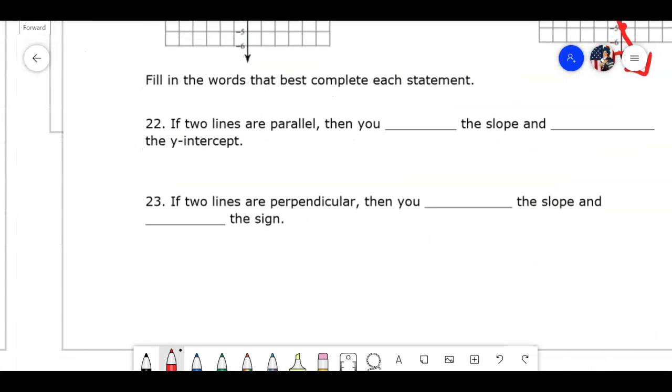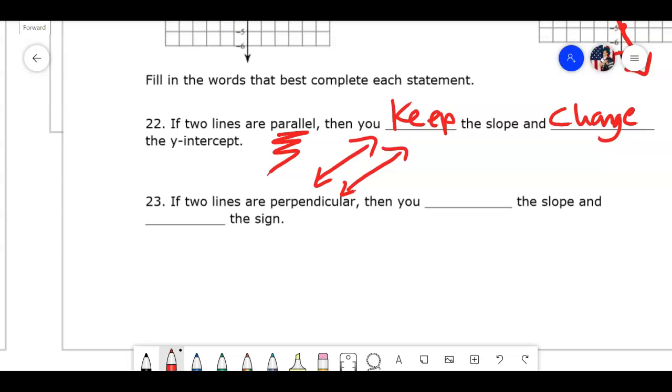All right. When you have parallel lines, what do you do to the slope? You keep the slope the same, but you change the y-intercept into whatever you want. Okay? That's for parallel. Same exact slope.